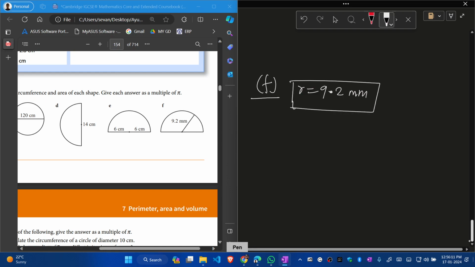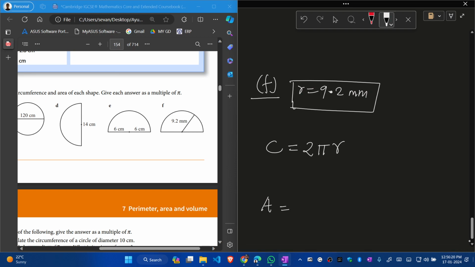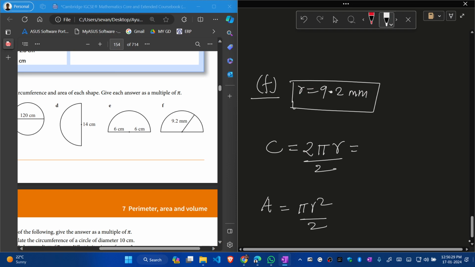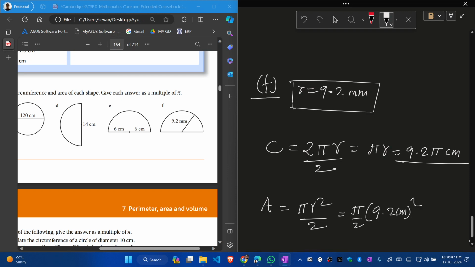Now can you quickly answer what is C and what is E? Yes, C is 2 pi r and A is pi r. So it will be just pi r, and it will be just 9.2 pi centimeter. And this will be pi over 2, 9.2 centimeter whole square. Okay. So this is the answer. You can simplify it more. You can calculate the 9.2 square. That you can do.